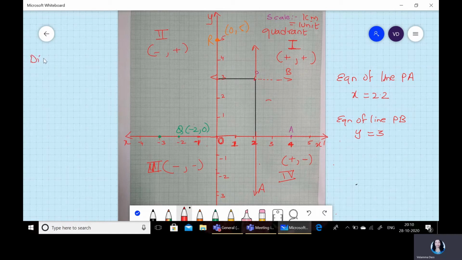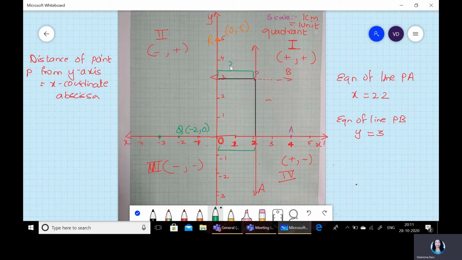We have also learned that distance of a point from the y-axis, if I talk about the x coordinate. Distance of a point P from the y-axis is the x coordinate. This can also be written as x coordinate. The other name is abscissa. So distance of a point from the y-axis is the x coordinate. So this is the distance which is covered. So this much distance is actually 2.2 units. So the x coordinate is 2.2. Correct? The x coordinate is 2.2.